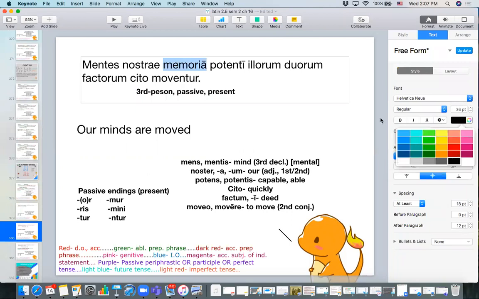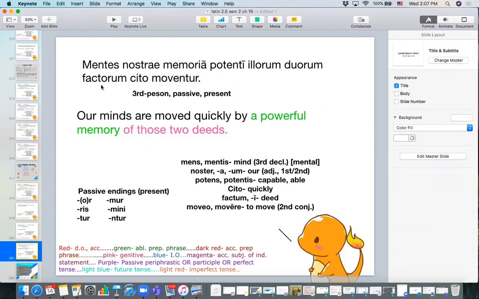But anyway, our minds are moved, and then I'm like, well, what do we do with memoria? It's ablative. It's got the macron over the a, but I don't see any prepositions. So normally we would use with. We'd say with the memory, ablative of means. But when the verb is passive, we need to use by. So our minds are moved by the powerful memory of those two deeds.